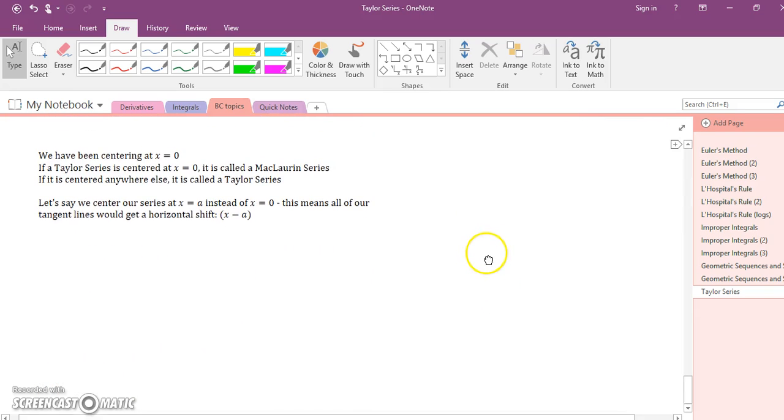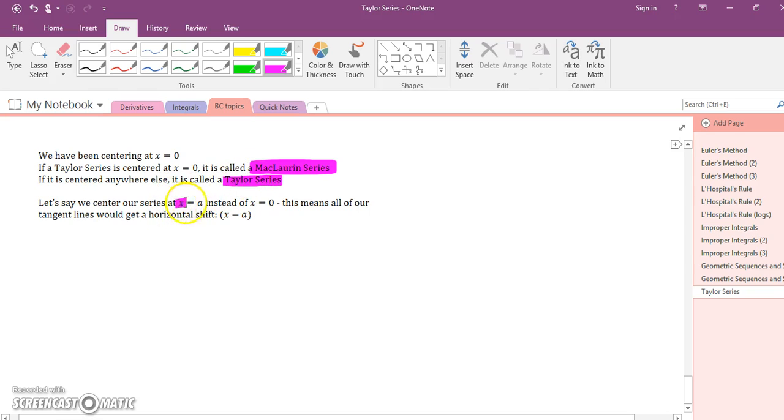One thing to realize though before we get to cosine is two more vocab words here. We've been centering at x equals 0. If our Taylor series is centered at 0, remember centering is where the tangent line is. If I center at 0, it's called a Maclaurin series. A Maclaurin series is a type of Taylor series where we center at 0. So that means everything we've done so far is a Maclaurin series. If you center anywhere else, it's a Taylor series. So if you center at like x equals a, it's a Taylor series.